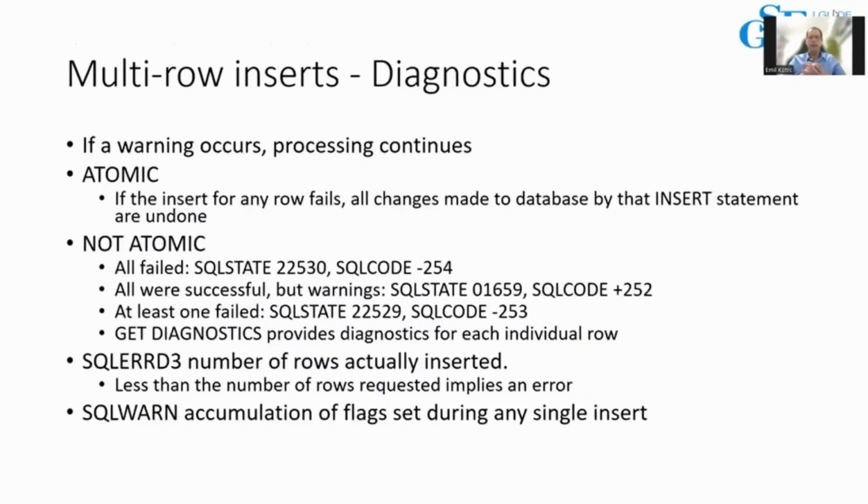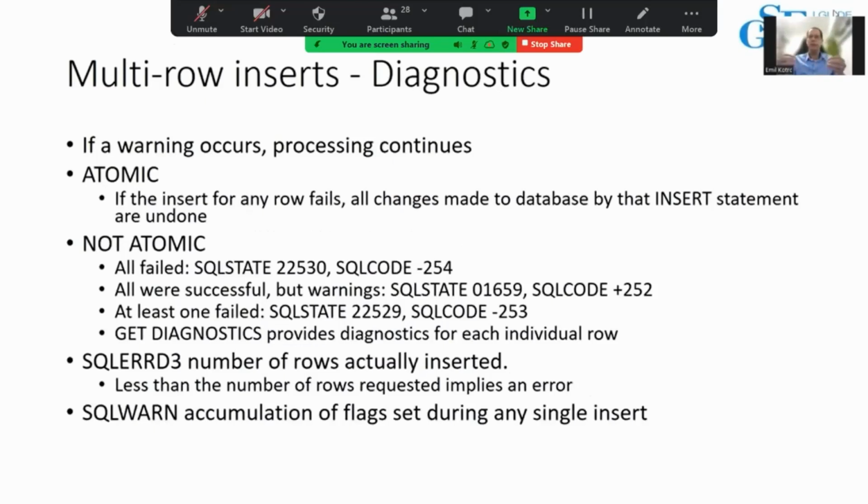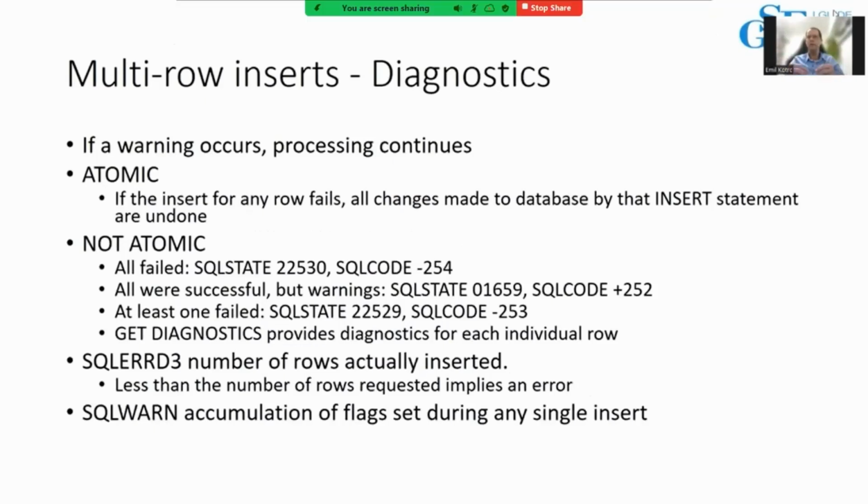So now more about diagnostics. For atomic, if the insert of any row fails, all changes are undone, right? So you are pretty sure that everything is gone. So maybe now, in your application, you can do some fixes or whatever. You can correct the processing and restart, and you are pretty sure, okay, it's again all or nothing.